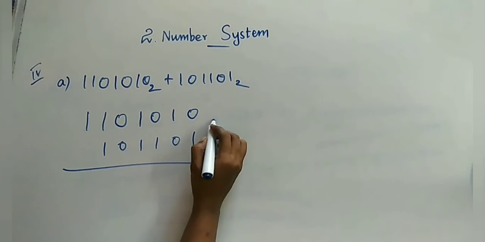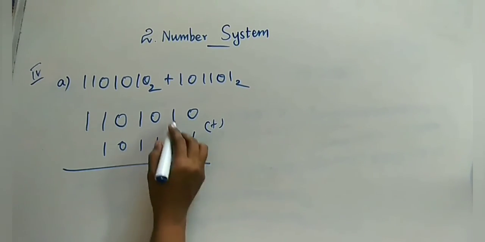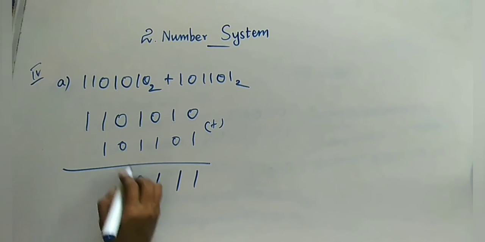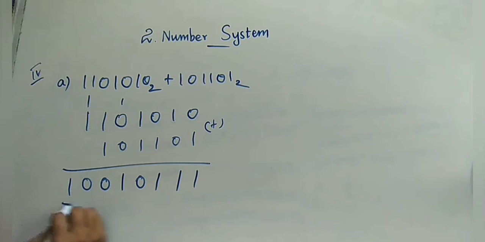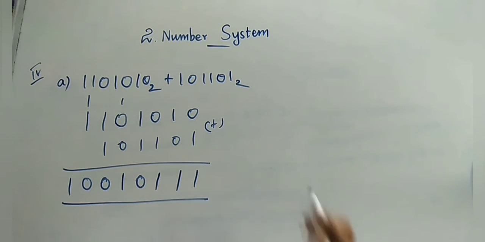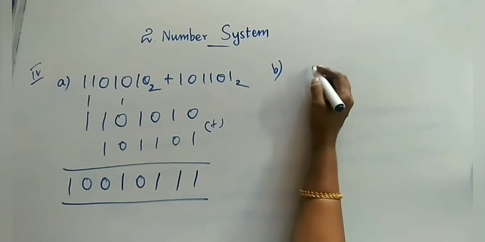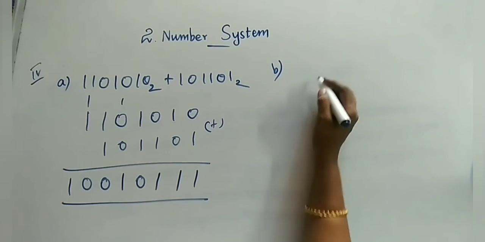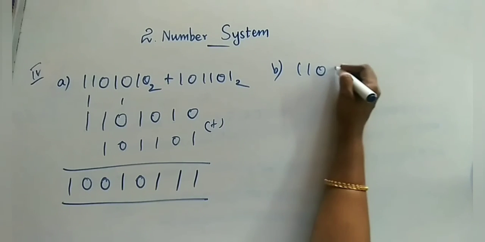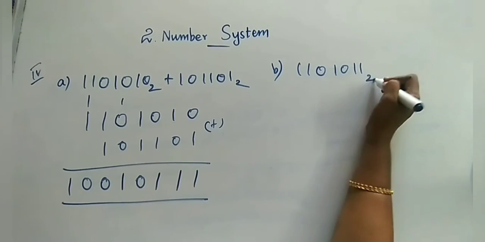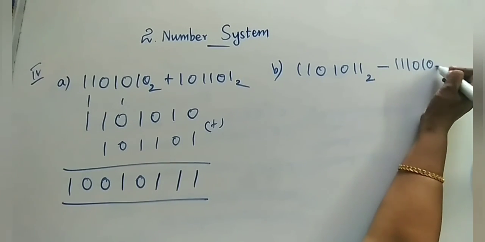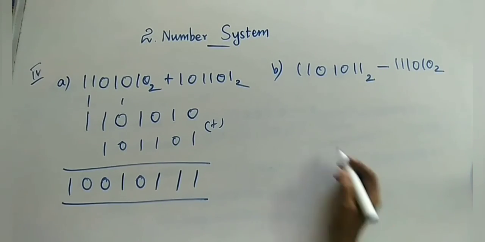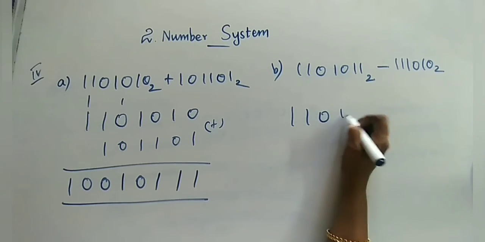Yes. You are going to add it. 0 plus 1, 1. It is 1, 0. Here carry 1, 1, 0, 1, 0. This is your answer. Okay? Next problem, it is your B part. What is the problem for you? 1, 1, 0, 1, 0, 1, 1 minus 1, 0, 2. Yes, this is your problem. Take it and write it off neatly.